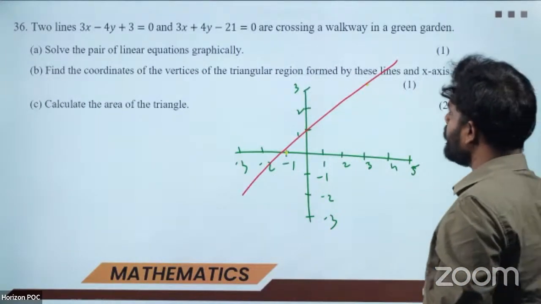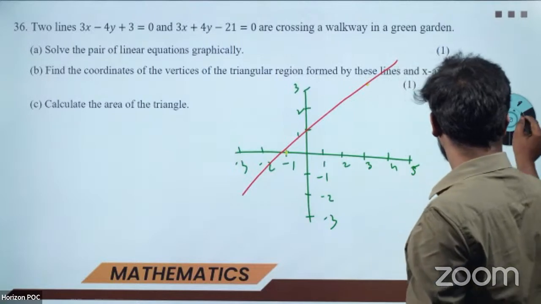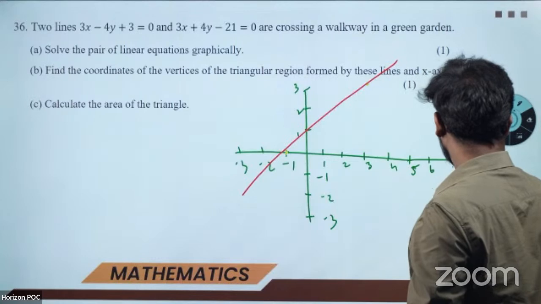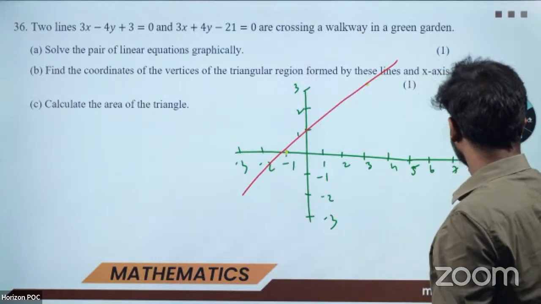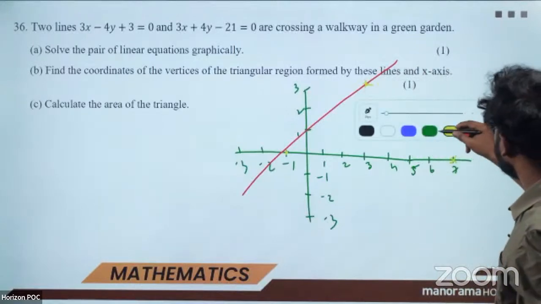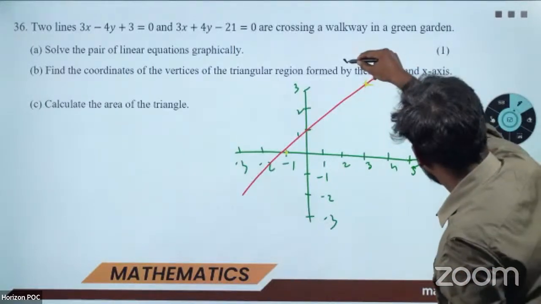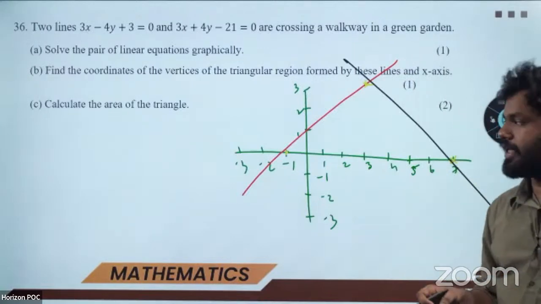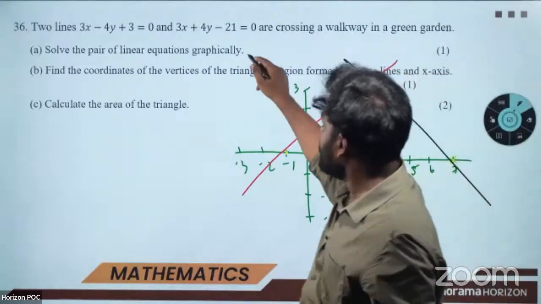And the second one is having 7, 0 and 3, 3. I have not drawn 7, 0 here, I'll just extend this one. 6 and this is 7. So 7, 0 will be somewhere here, and 3, 3 will be somewhere here. So this will be the line for the second equation. So this is the graph you should be getting there. So that is the first one.